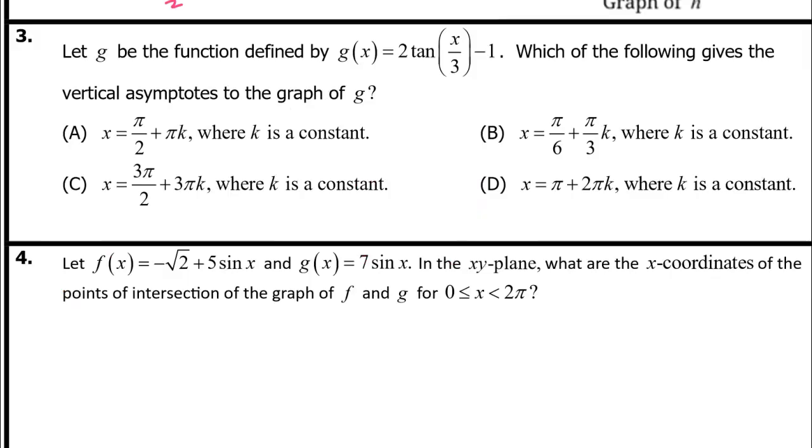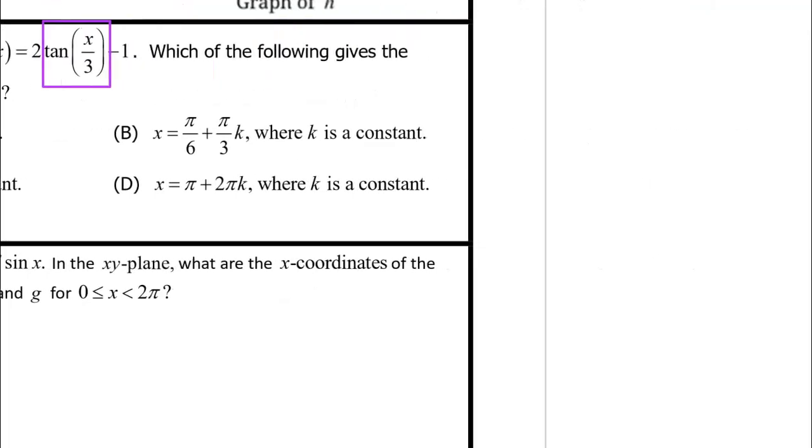Number 3, let g be the function defined by g of x equals this expression. Which of the following gives the vertical asymptotes to the graph of g? Vertical asymptotes will occur wherever g is undefined, and g will be undefined wherever the tangent of x over 3 is undefined.